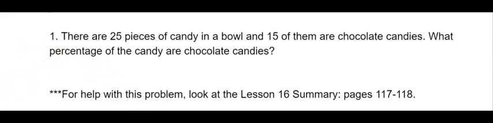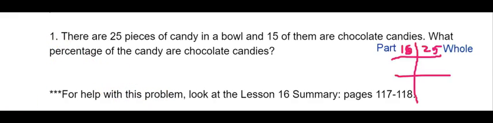There's a few different ways we can solve this, and we're going to look at all of them. Okay, so the first one we're going to do is utilizing a ratio table. We have part is 15, that's the 15 chocolate candies, and the whole amount is the total number of candies in the bowl. Well, anytime we are trying to get a percentage, we need to get it out of 100. Well, let's just do the whole amount as 100.